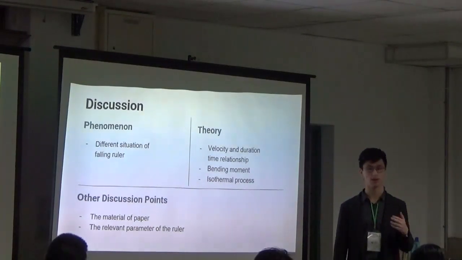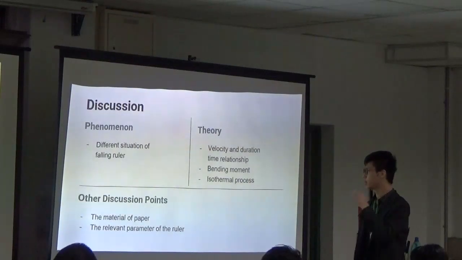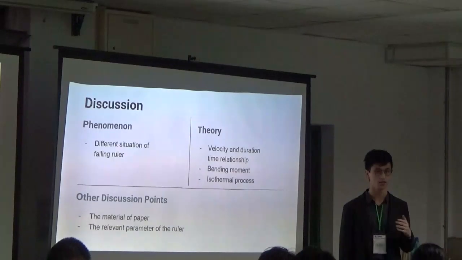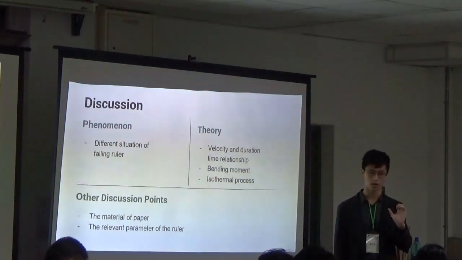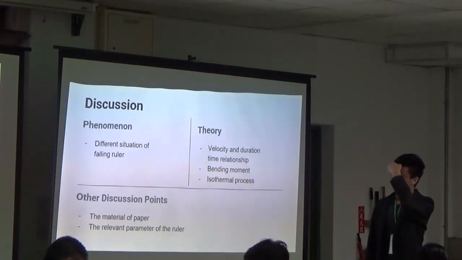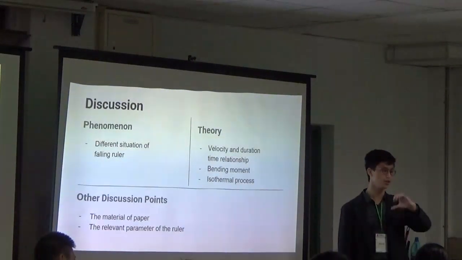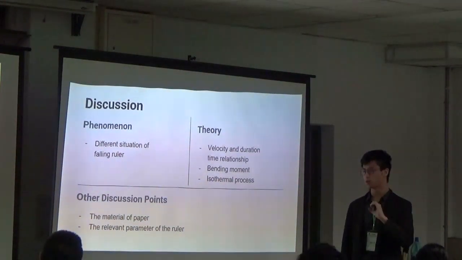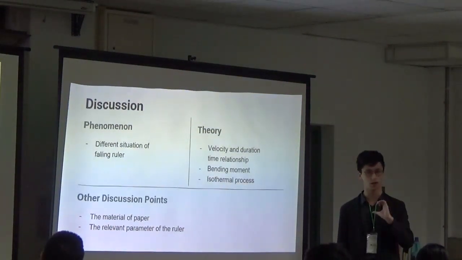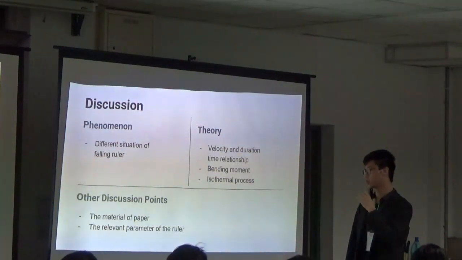And also for the bending moment, they do mention this elasticity effect, which is related to the bending moment. I believe that this bending moment is actually related to other parameters, such as the ruler's width and the ruler's length. They also mentioned the isothermal process that happens when the paper is flipped up. I think it's really good that they established a process that happens when the paper is lifted up. I would like to further discuss that.